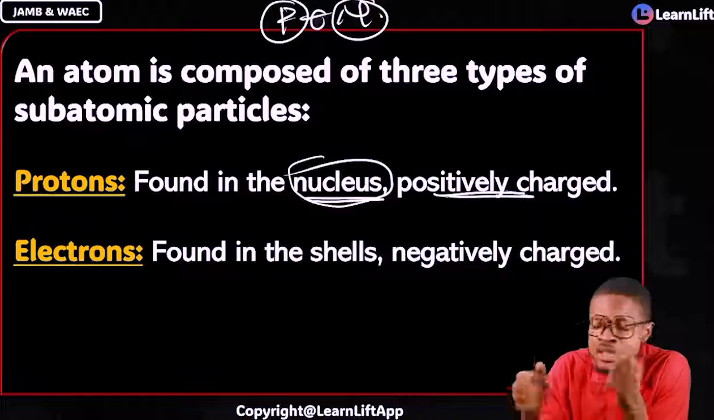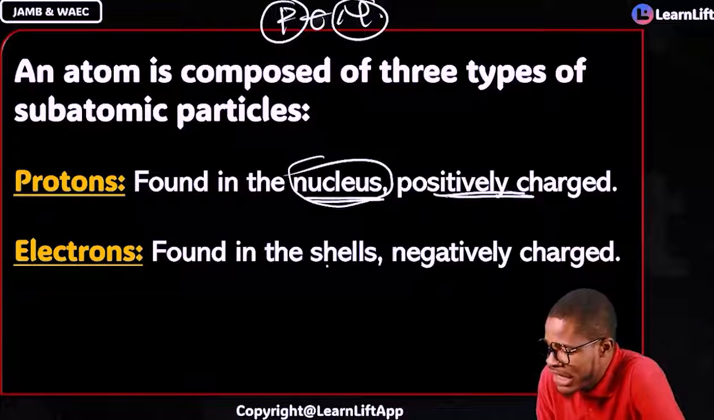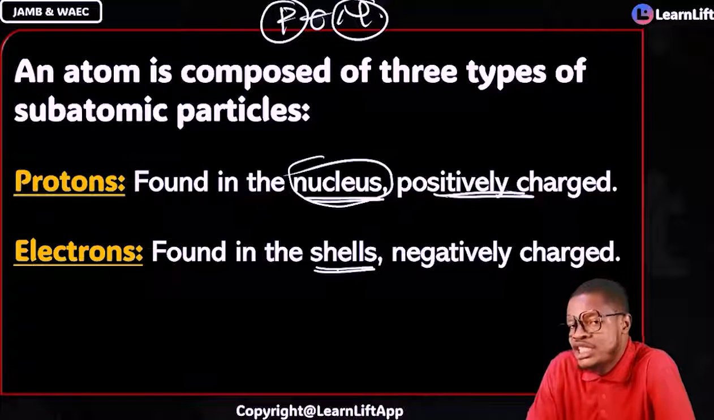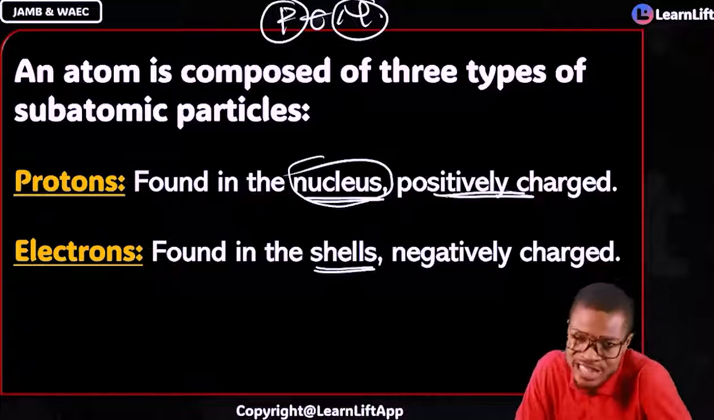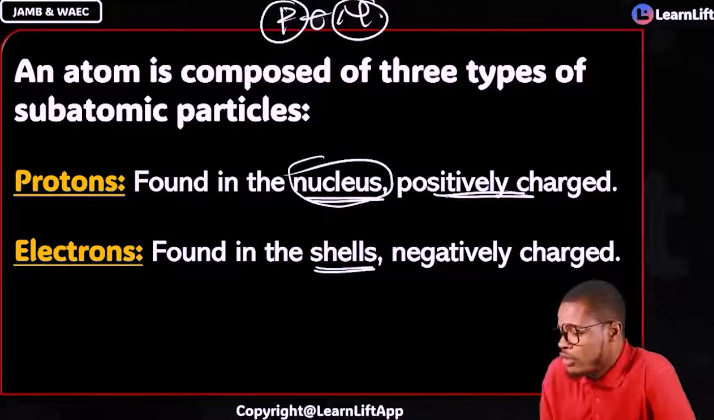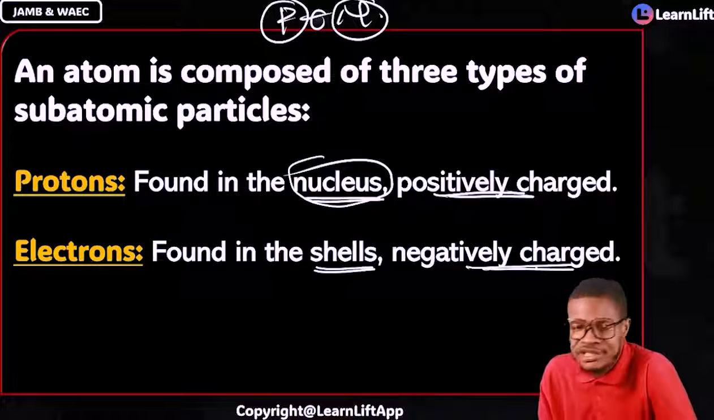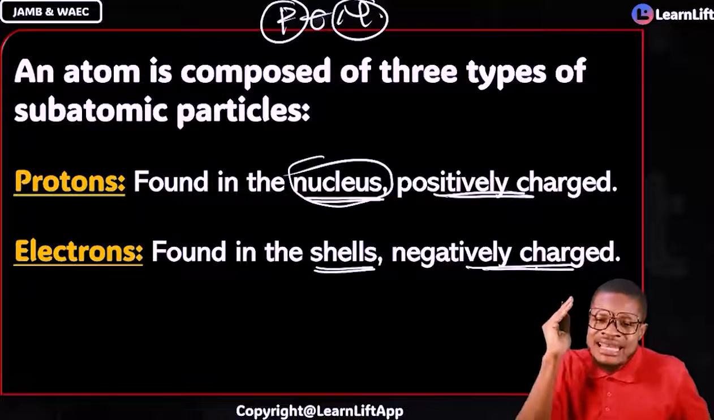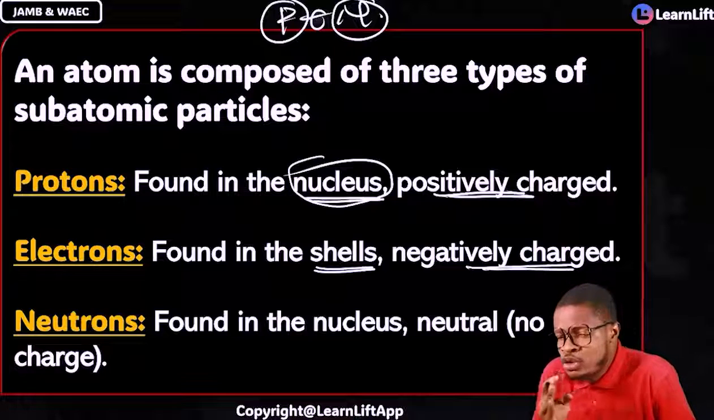Where do you see the electrons? You see them in the shells. And because they are in the shells, I gave you their charge. They will keep orbiting around the nucleus of the atom. What's their charge? Of course, they are negatively what? Charged. Don't forget that. And then the third is called the neutrons.